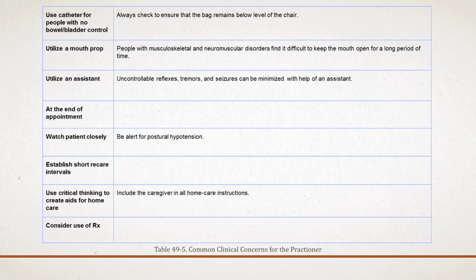Use a catheter for people with no bowel or bladder control. Of course, this will already be done for you. You don't have to put in the catheter, but you'll be aware and help the patient maintain that the bag remains below the level of the chair. Does this mean you might have to hold on to that bag or move it in some way? Yes, it does. Utilize an assistant. Uncontrolled reflexes, tremors, and seizures can be minimized with the help of an assistant.